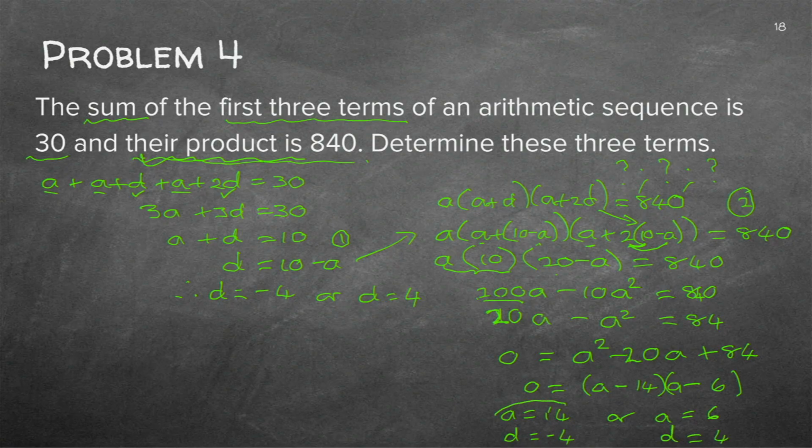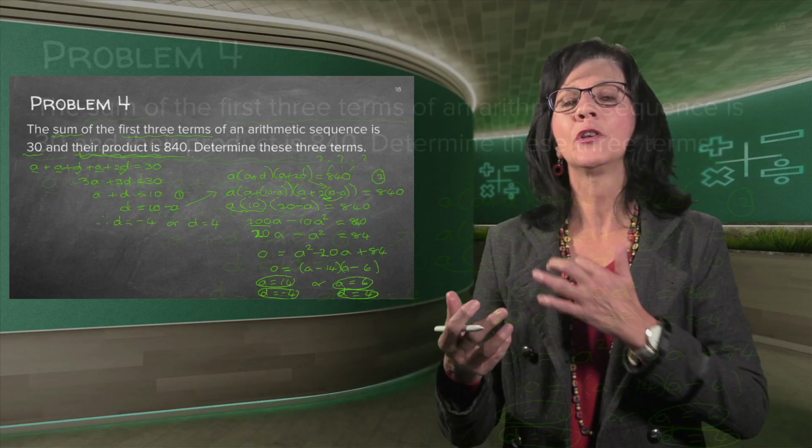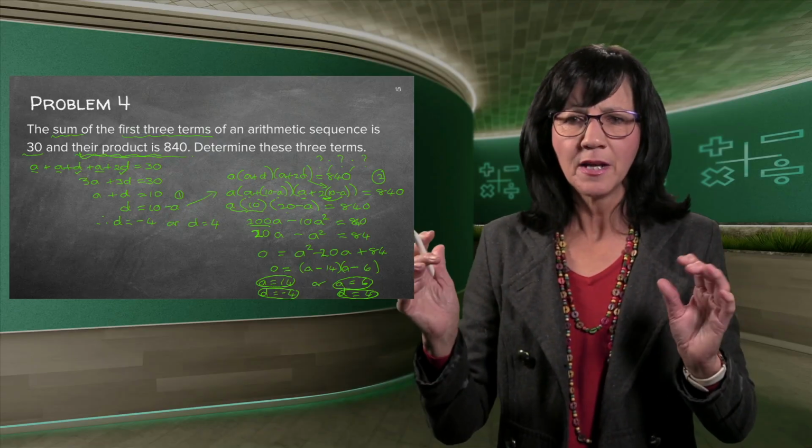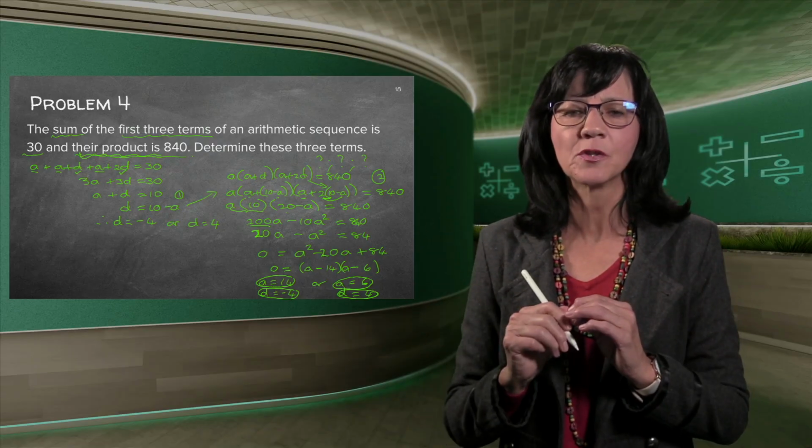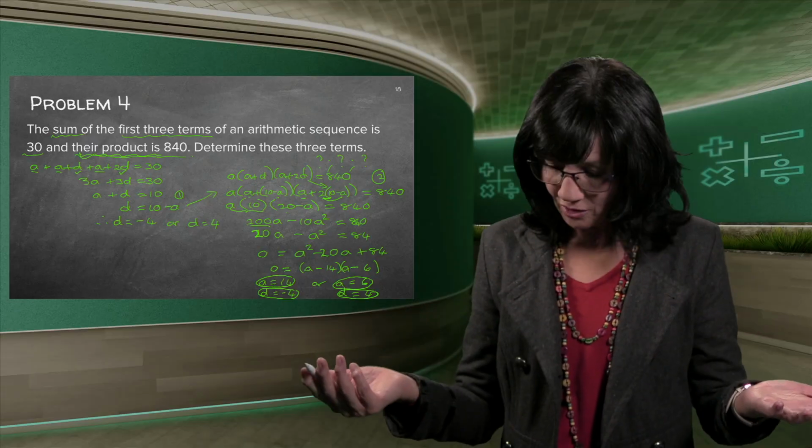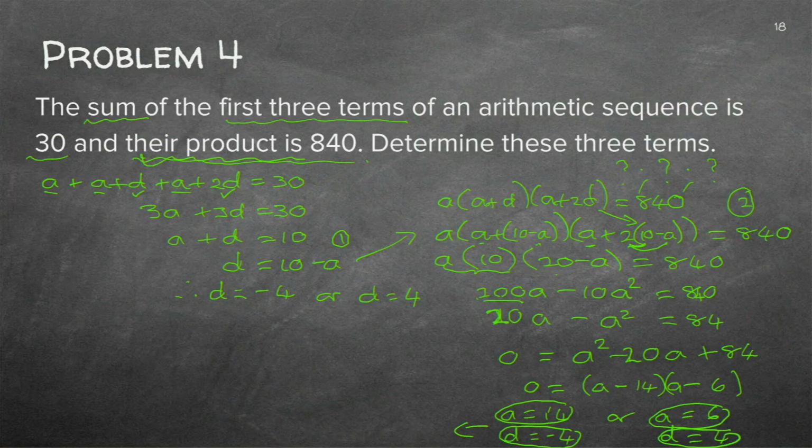Remember, the minute you've got your A and your D, you can do whatever they ask you. So now I'm going to go back and make sure, what did they ask me? Determine these 3 terms. So I'm going to have 2 answers. If I take this one, I'm going to start off with 14. And then because my D is minus 4, 14 minus 4 is 10. 10 minus 4 is 6. So that is that one.